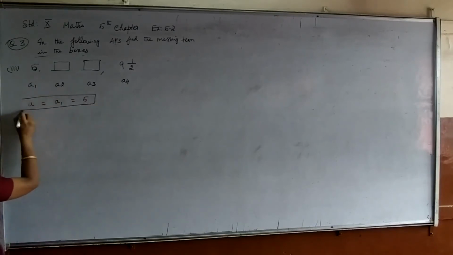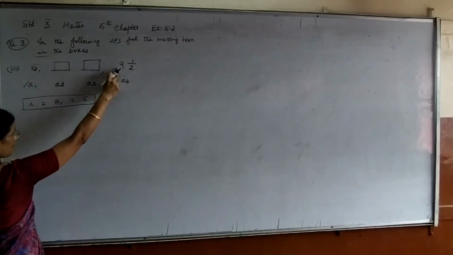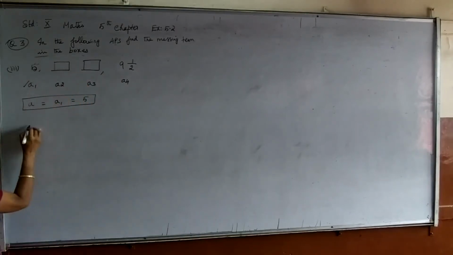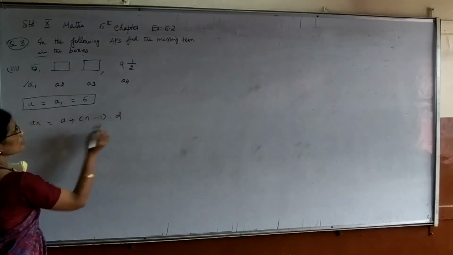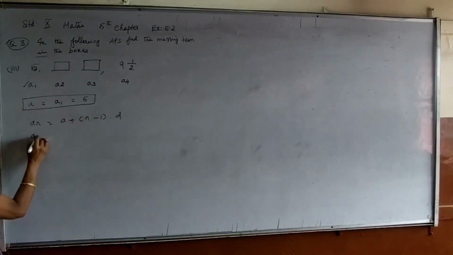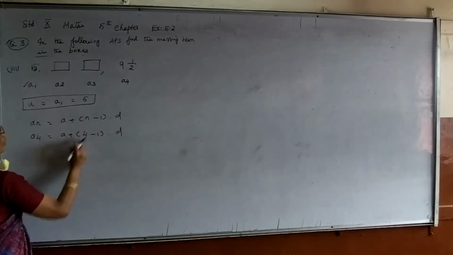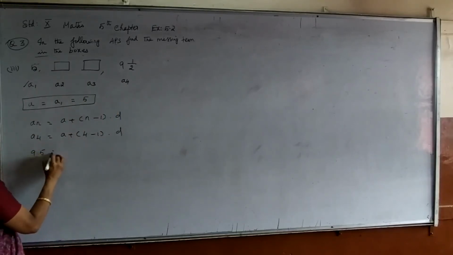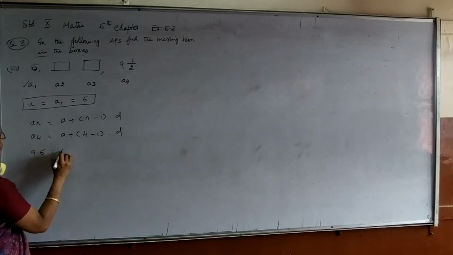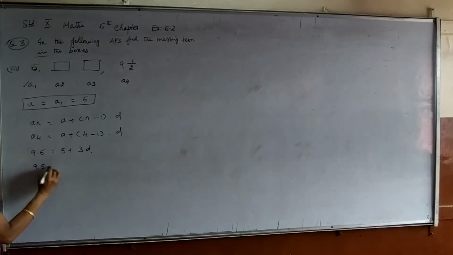So we got this. Next to A1, A4 is given. So we are going to make use of this A4. Hence we are going to calculate D. So we use the formula An equal to A plus n minus 1 into D. A4 is A plus 4 minus 1 into D. What is A4 given? It is 9.5. I have taken the decimal form. The A value is 5, 4 minus 1, 3. It is 9.5 minus 5 equal to 3D.